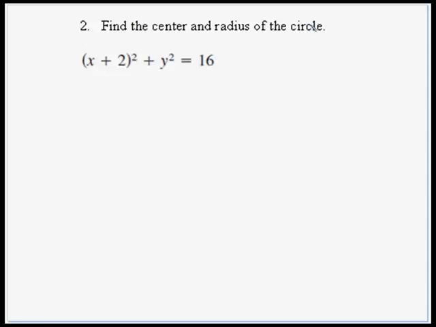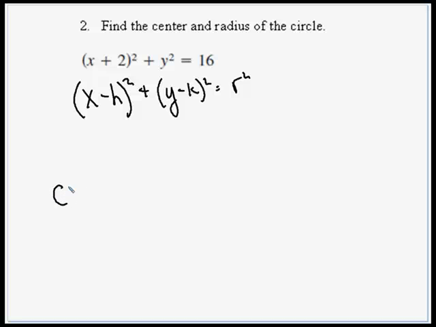Question 2. Find the center and the radius of the circle. Remember, the formula for the circle is x minus h quantity squared plus y minus k quantity squared equals radius squared. So we want to find the center of the circle. That's just going to be a point. And we want to find the radius. So the center, remember, comes right from here. We bring those numbers right down into our center point.